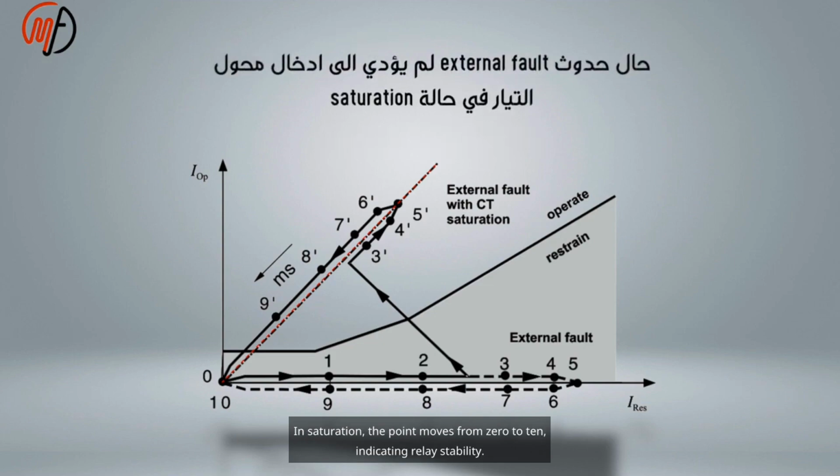In saturation, the point moves from 0 to 10, indicating relay stability. A fault shifts it from 0 to 1, then jumps to 3, then to number 2, 3, 4, 5, and so on horizontally, with low value. It returns from number 6, 7, 8, 9, 10. This indicates the stability of the relay.